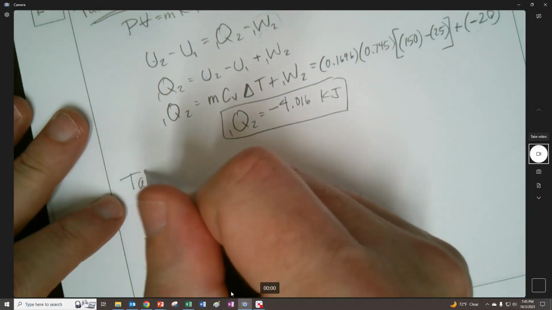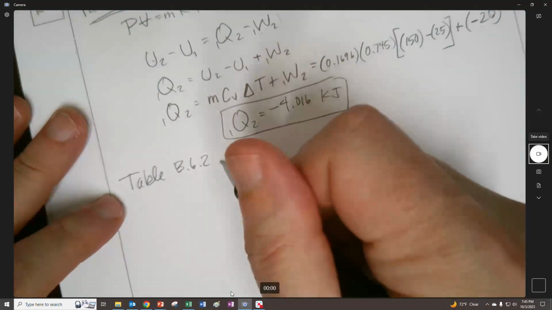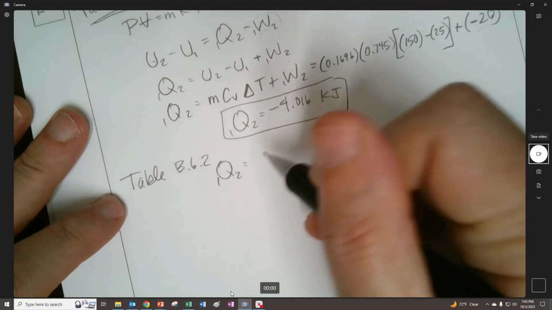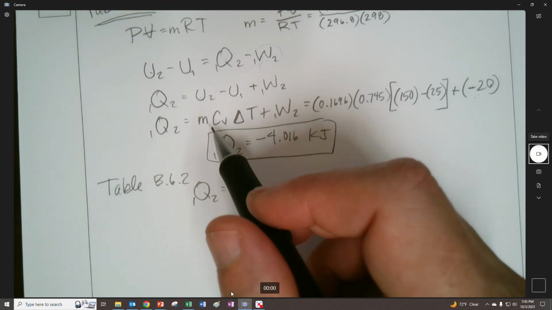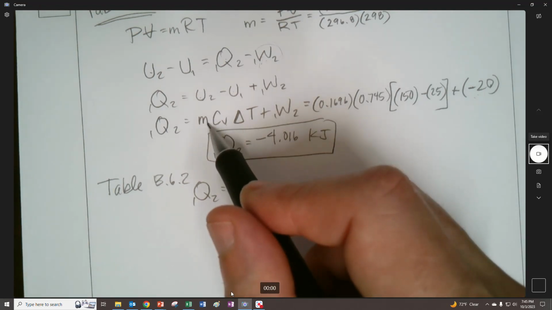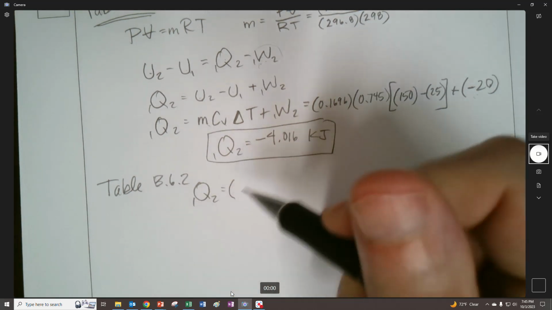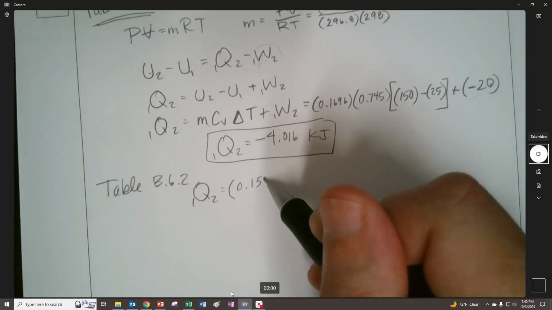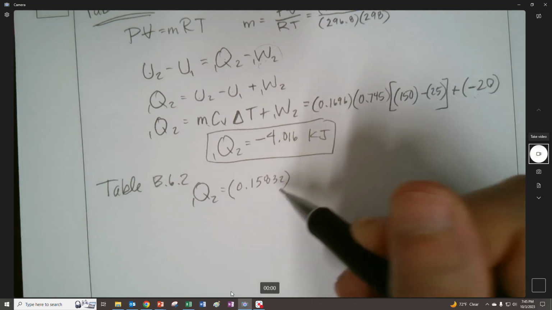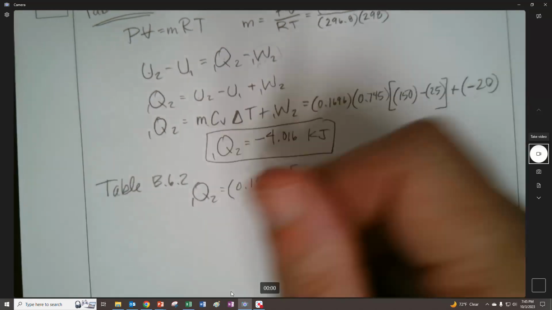So this is table B.6.2. So we end up with Q1 to 2. And I also found a new mass, by the way. From the specific volume that I found for state 1, I was able to get a mass that was slightly different. So I got 0.5832.